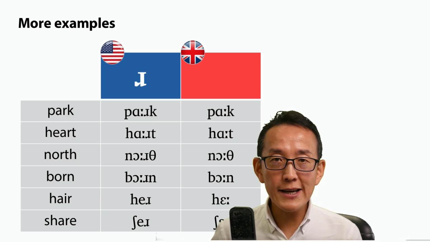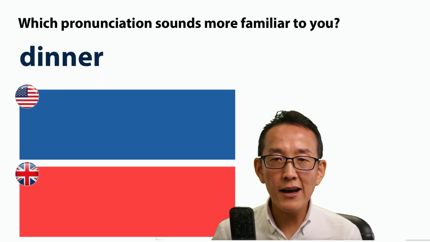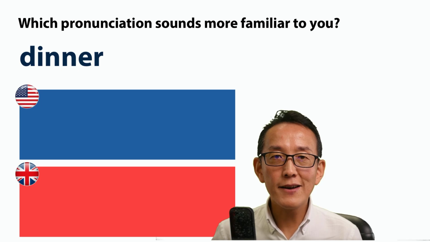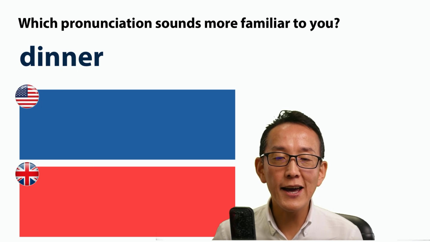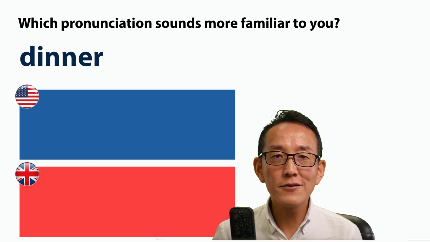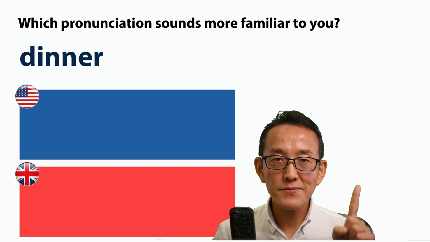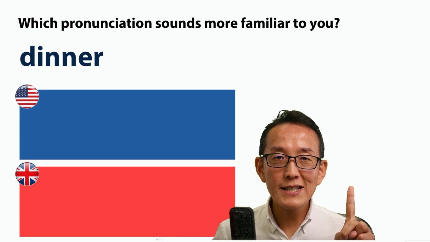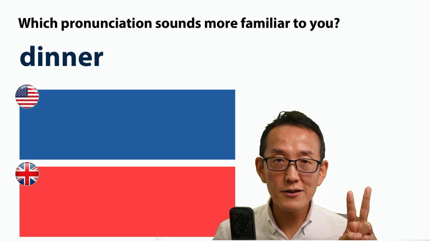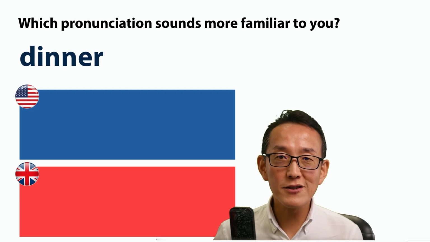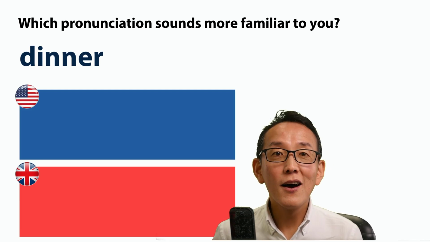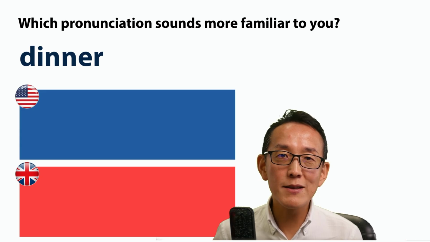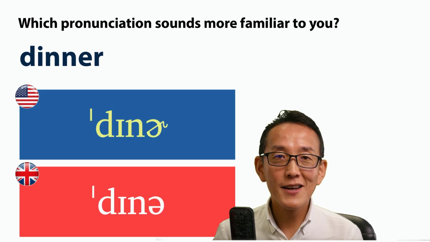So now let's look at another type of R. So R in an unstressed syllable. Right, the first word is this, D-I-N-N-E-R. So, okay, let me pronounce this in two different ways. Dinner, dinner. Tell me which pronunciation sounds more familiar to you. Okay, this time I said the British pronunciation first.